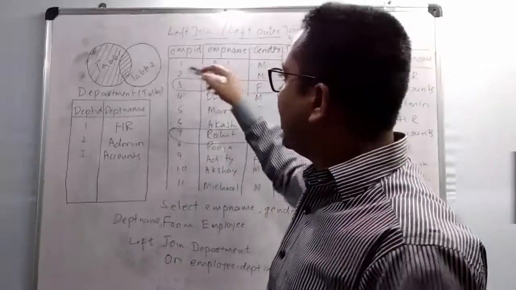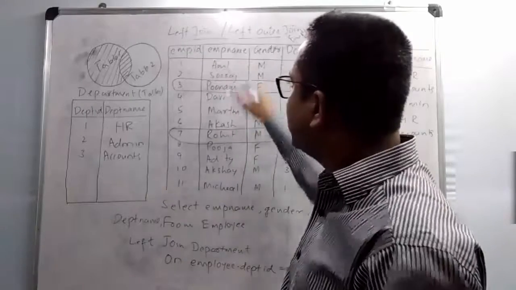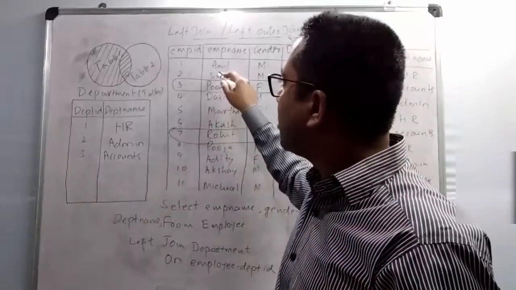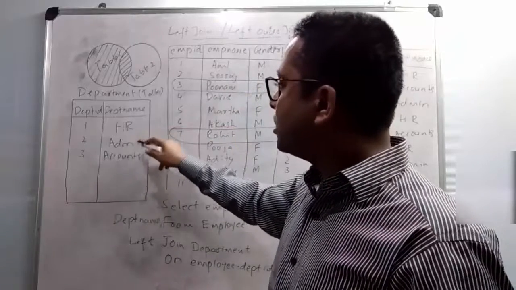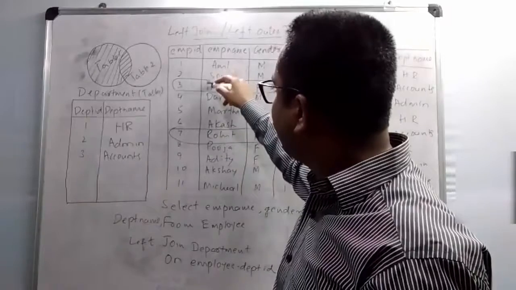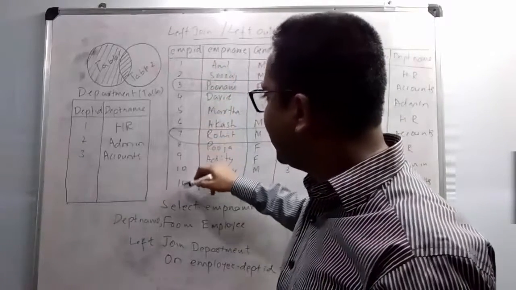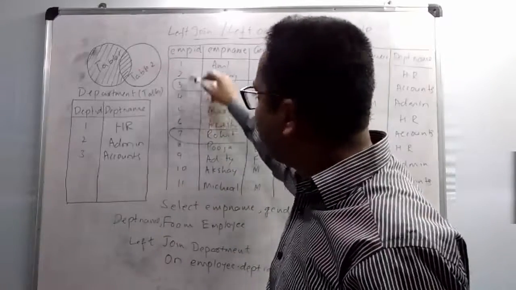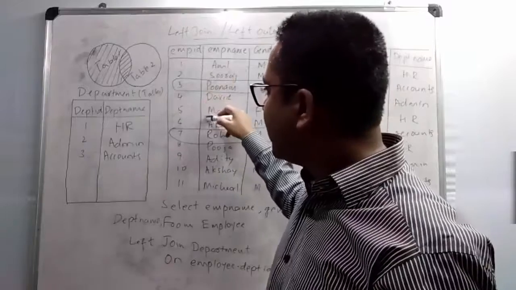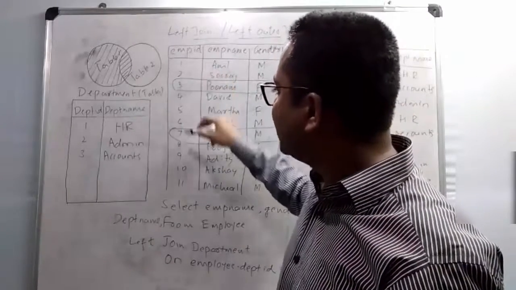Okay, so with the help of left join or left outer join, we will get all the records from the left table, which is from the employee, and the matching records from the right table. In this we will get records 1, 2, 4, 5, 6, 8, 9, 10, 11. We will get all these matching records from the left table along with these unmatched records, which are 3 and 7.